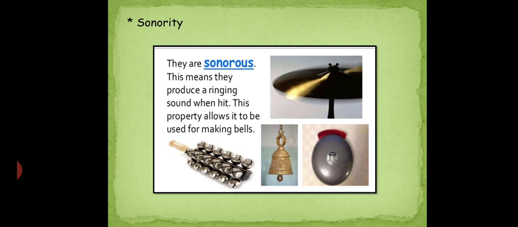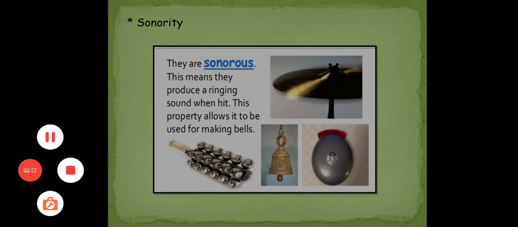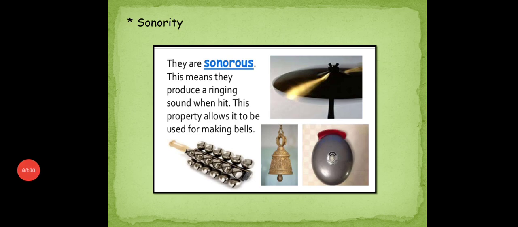The next property of metals is sonority. That means metals are sonorous. They produce a ringing sound when hit. This property allows it to be used for making bells. Another property of metals is that metals shine. They have a typical shine, or you can say they have a typical luster.